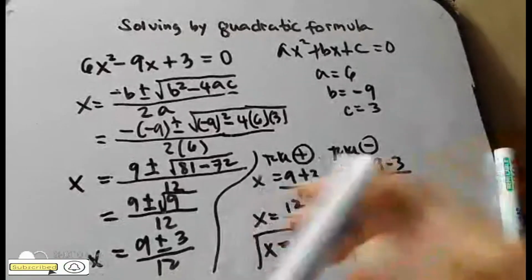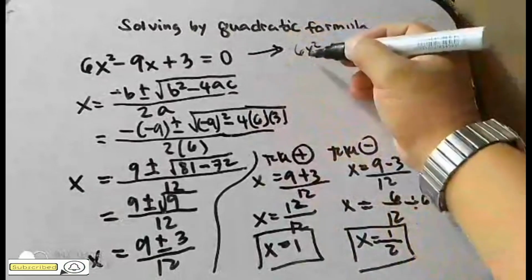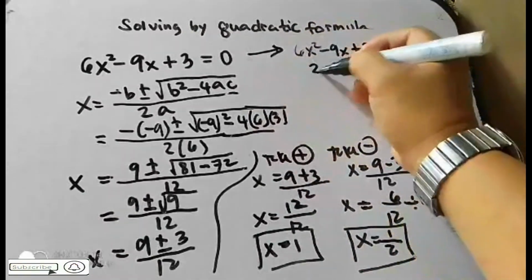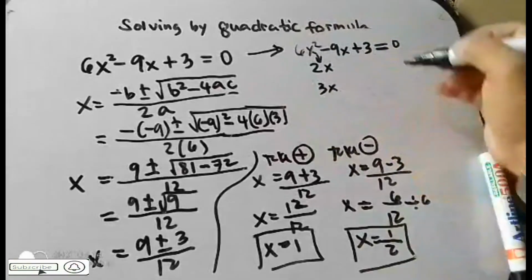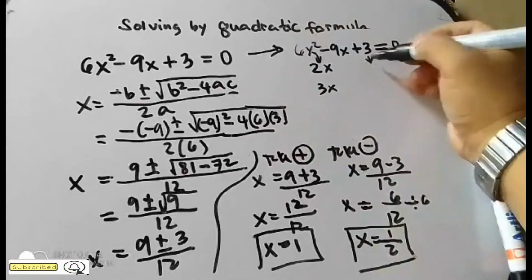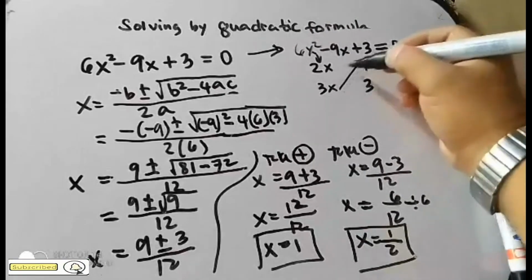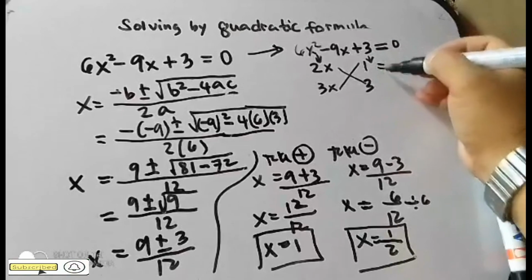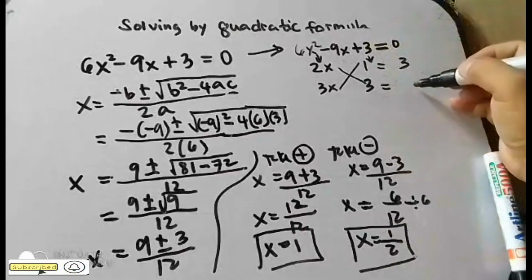Check natin by factoring. Raise lang natin to. By factoring. So, factor ng 6x squared ay 2x. Ito. 2x and 3x. Ito, factor ito. 1 and 3. So, cross multiply natin siya. Yan. 3 times 1 ay 3. 2 times 3 ay 6.